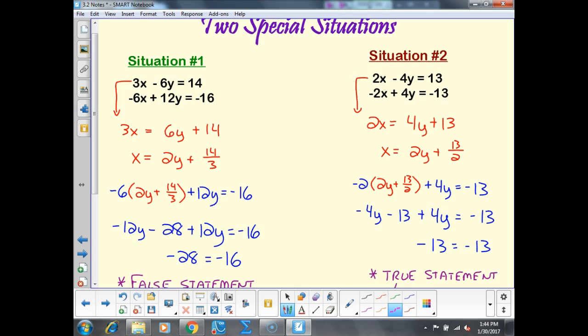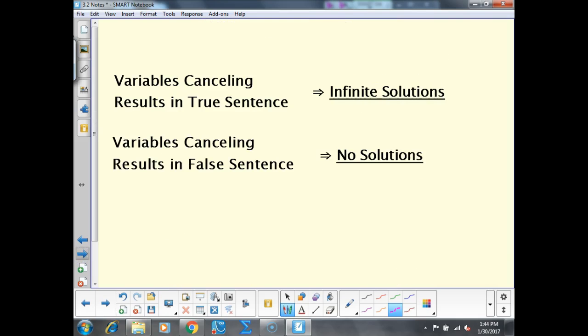Okay. So again, you already have these written down, but if the variables cancel and it's a true statement, that's infinite solutions. If the variables cancel and it's false, it's no solution. Otherwise, you get your answer. So now, just like when we were graphing, we have our 3 types of answers. If they intersect at a point, we give that point. If they don't intersect, it's no solutions. If they end up being the same line, it's infinite solutions. Okay?